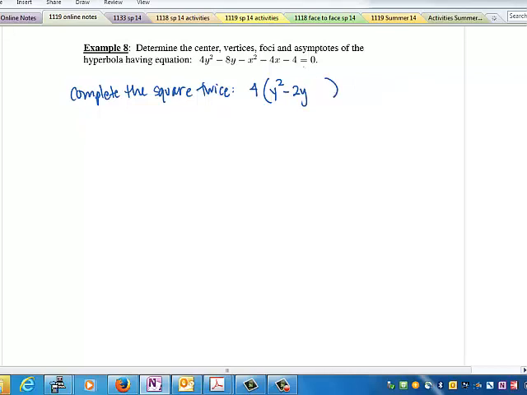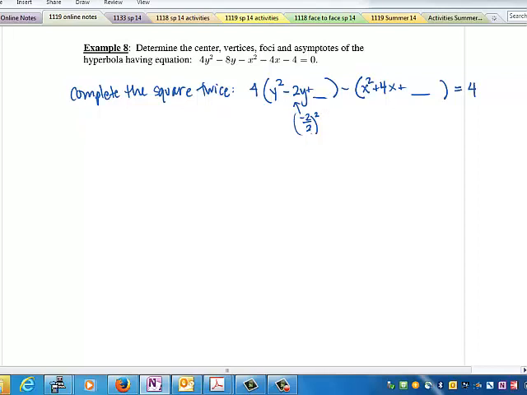And then factor out the -1 from the x's. And move the 4 to the other side. Like that. Leave a space to add something to each group. Always take half of this coefficient and square it. And that's what you want to add in.